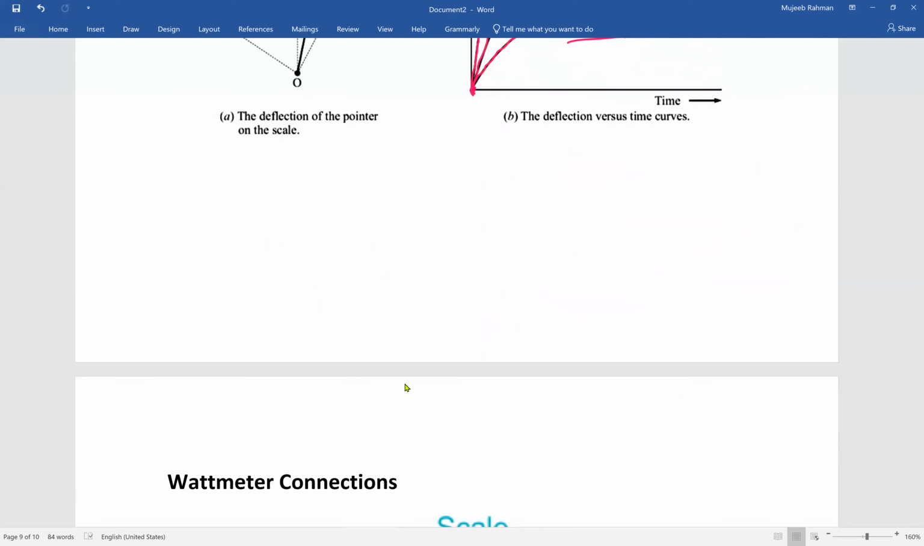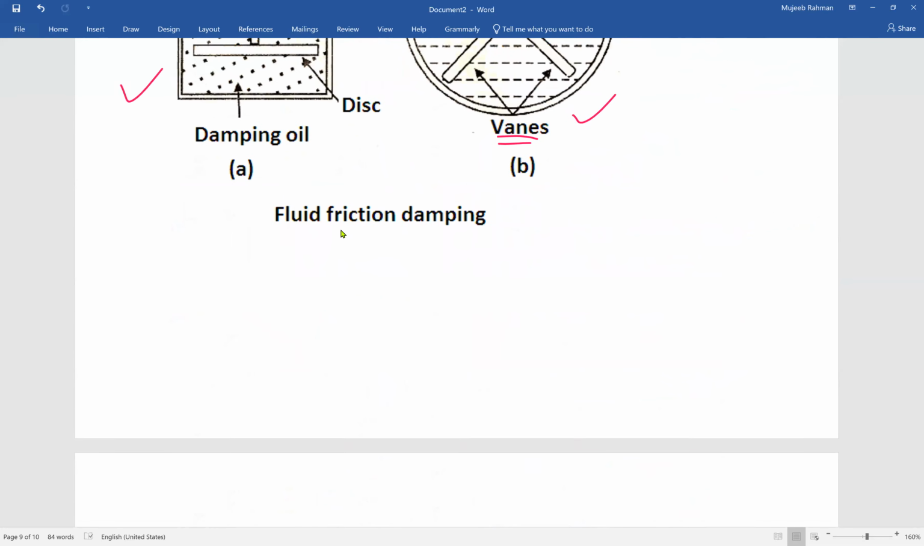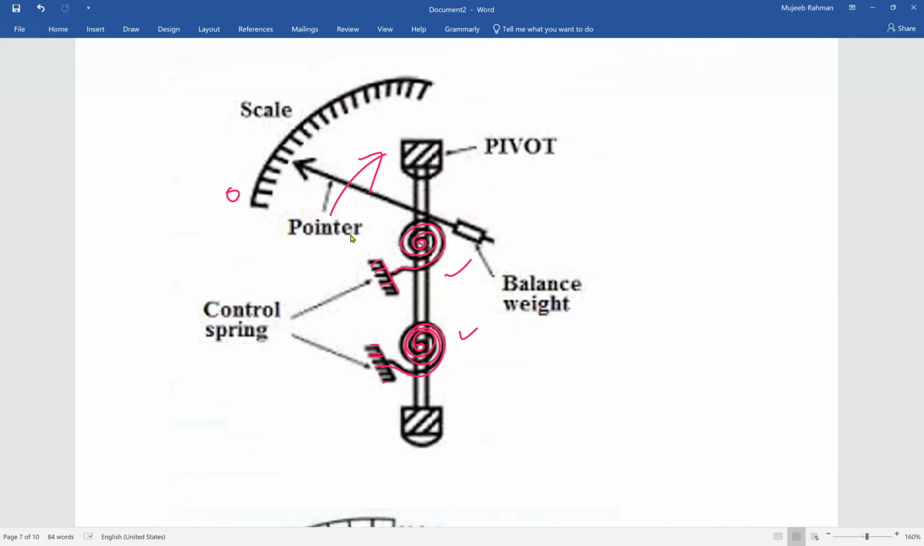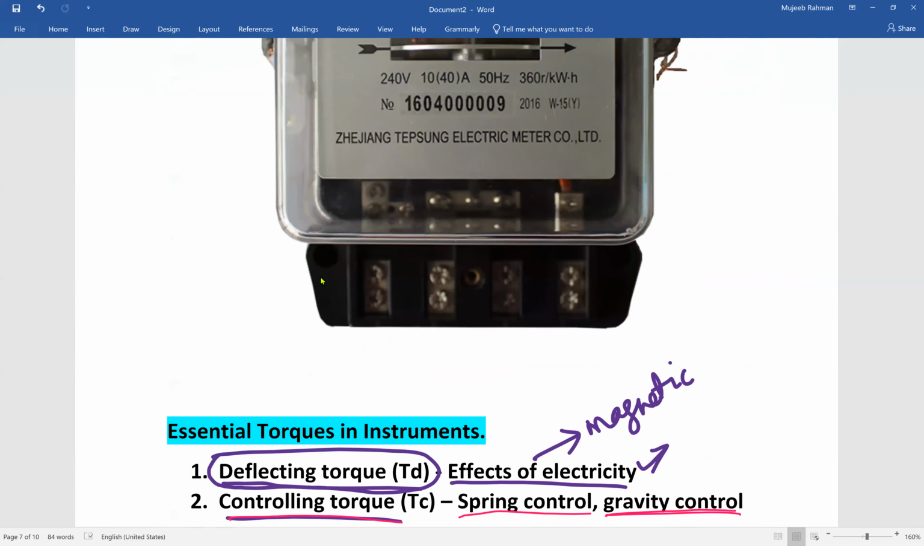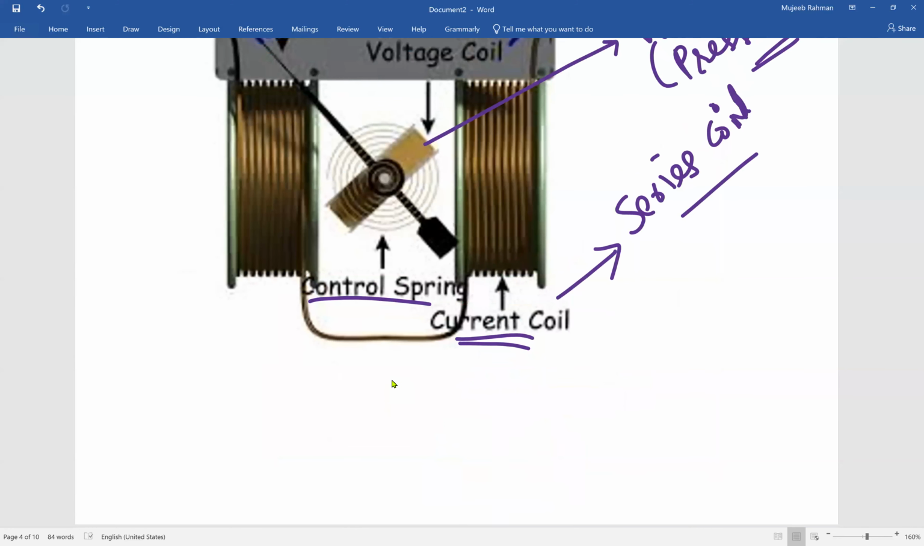Now let us go back and see the damping systems from the earlier diagrams, the diagrams that we have discussed before. This is the mechanism here. This is an induction energy meter. You can see that the deflecting torque is produced by these two magnets, which are the pressure coil and the current coil, whereas the damping torque is provided by the braking magnet here. This provides the damping torque, which will remove the unnecessary oscillations.